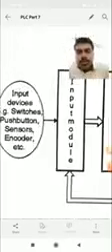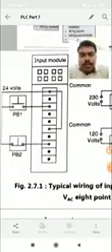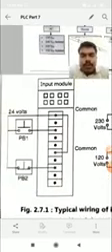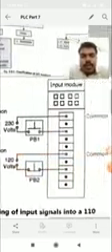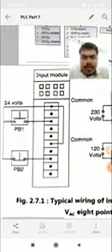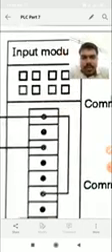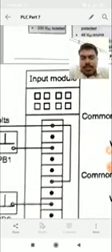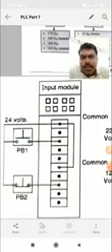Okay, so the next one is the input module. Now we will look at how the input module looks and how it actually works. Okay, so this is the input module, and this is the second figure. One common will be there. Actually here it is taken as one common. Common is connected internally. Okay, this is the figure, this is the input module.